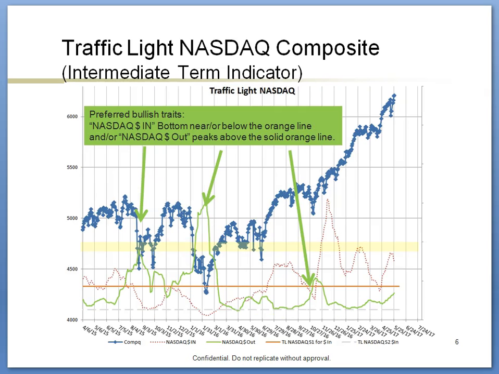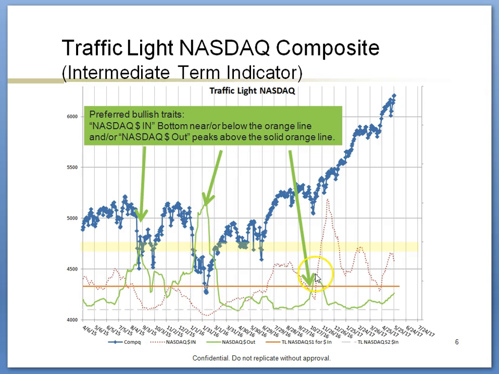Here's the same time frame on traffic light NASDAQ. You can see similar things. In this case, all three arrows point out instances when the green line peaks above the solid orange line and the red line bottoms below the solid orange line.